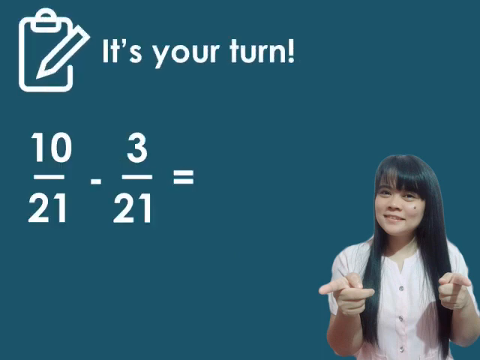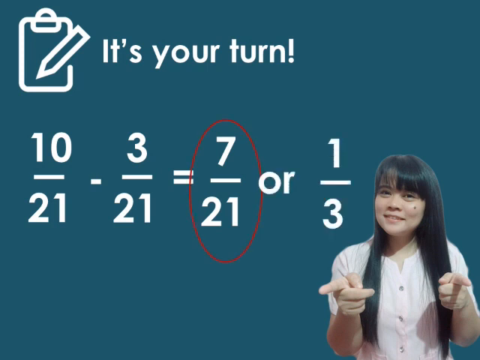Next, 10 over 21 minus 3 over 21. Your answer? That's right! It's 7 over 21. Since 7 over 21 can be simplified, the answer will be 1 over 3.